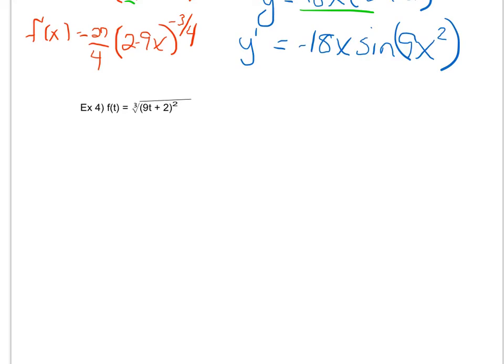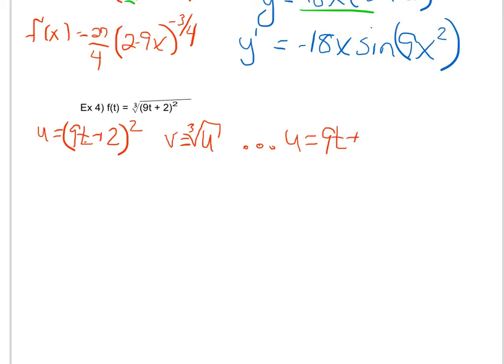All right, now that you've had a chance to try one, I'm going to say that my inside function, if I first try it, I would probably say my inside function was 9t plus 2 squared, and my outside function was the cube root. That's fine. And then I could square u. I want to make note, and I'll just do it this way. I could also, because I'm going to assume that those of you who tried it on your own, that was probably the way you went, say that u is 9t plus 2, and v is u to the 2/3. So either way will work.